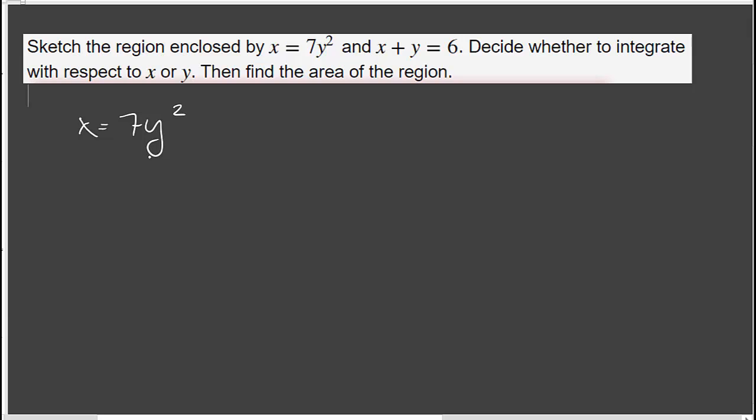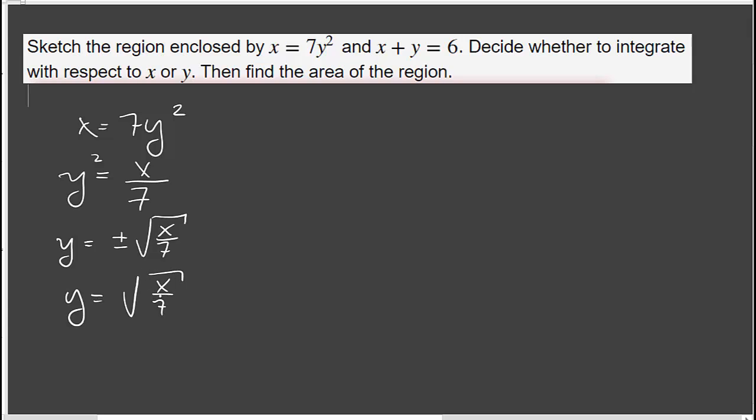So let's look at the first one where we have x equals 7y squared. Right now we would like to solve for y. So we'll divide both sides by 7 and we'll have y squared equals x over 7. And now, taking the square root of both sides, we would have that y equals plus or minus the square root of x over 7. So we would be graphing y equals the square root of x over 7 and y equals minus the square root of x over 7 to get the complete picture of this function.